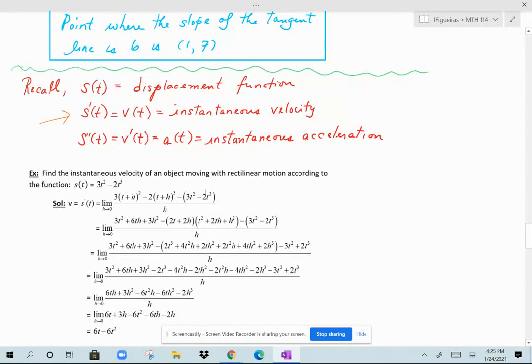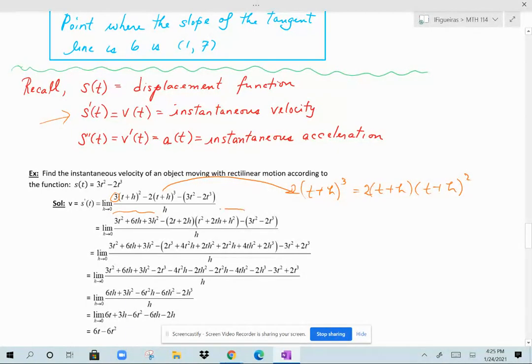So I need to FOIL and distribute the 3. I did that here. So I get 3t squared plus 6th plus 3h squared. And then here, t plus h to the third power means that you are going to multiply t plus h times t plus h squared. That's exactly what I did. And don't forget there's a 2 in front of it.